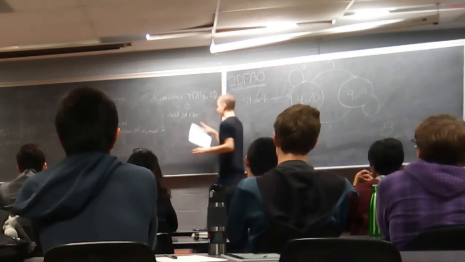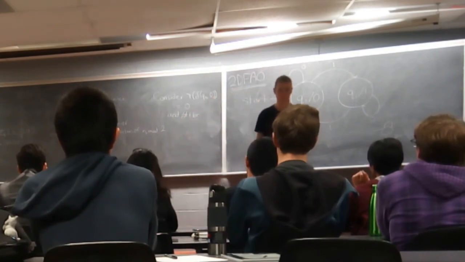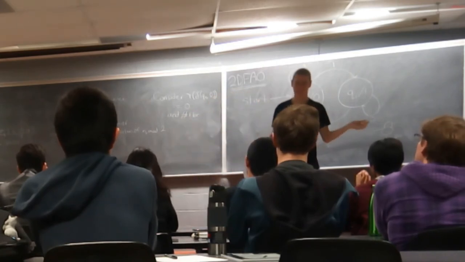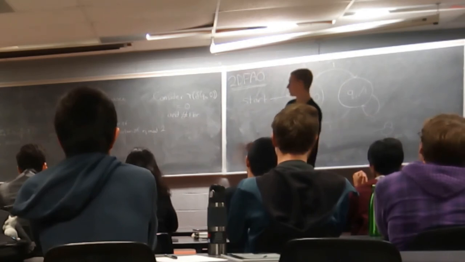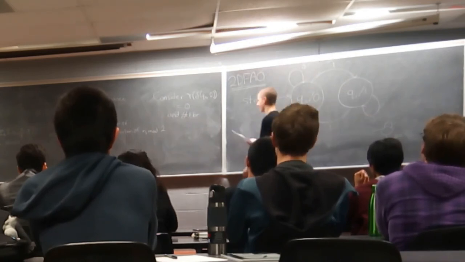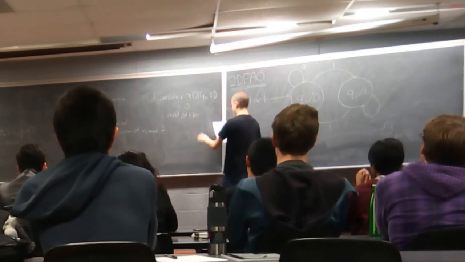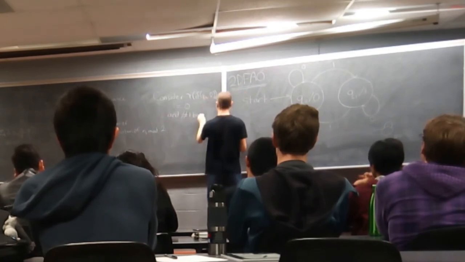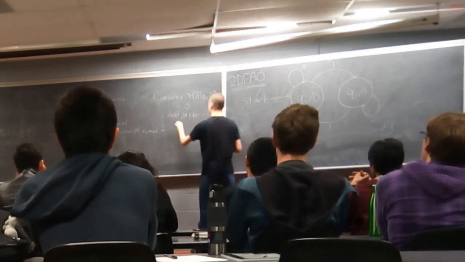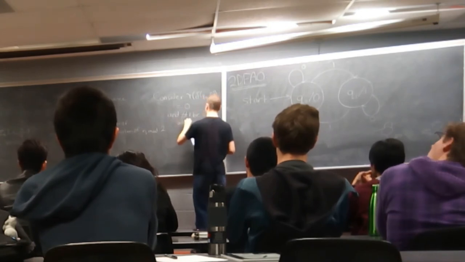I'm just going to abbreviate this. This means number of 1s in the binary representation because I really don't want to write that a bunch of times. So we're going to abbreviate it. Okay? So this is the number of 1s in the binary representation is equal to 0, which is even.